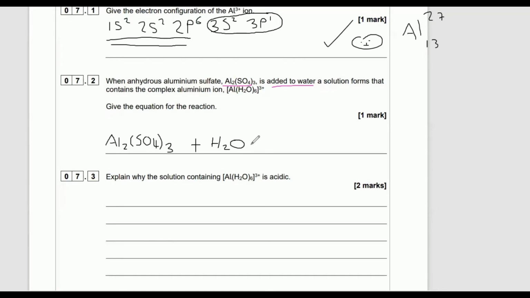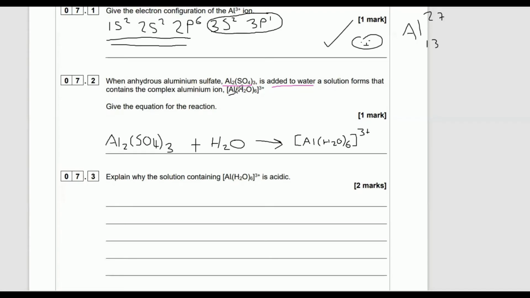Now, it says a solution forms, so the water would have a liquid state symbol if we're going to bother with state symbols. But this is our solution, aluminium, and we've got H2O, close bracket with a 6, close the complex ion bracket, and put 3+ on the outside. Now, we were given all that information from the question, so that is straightforward.